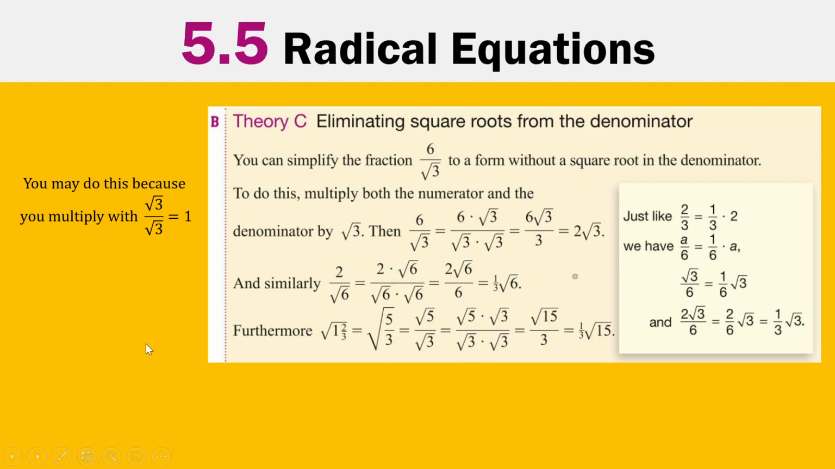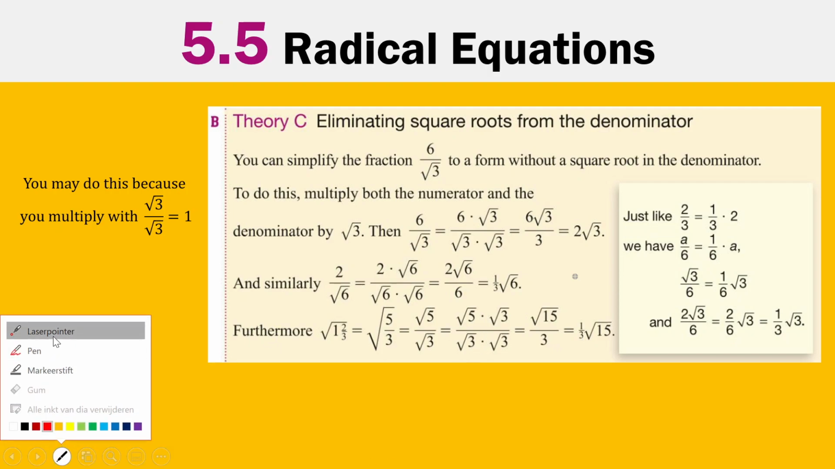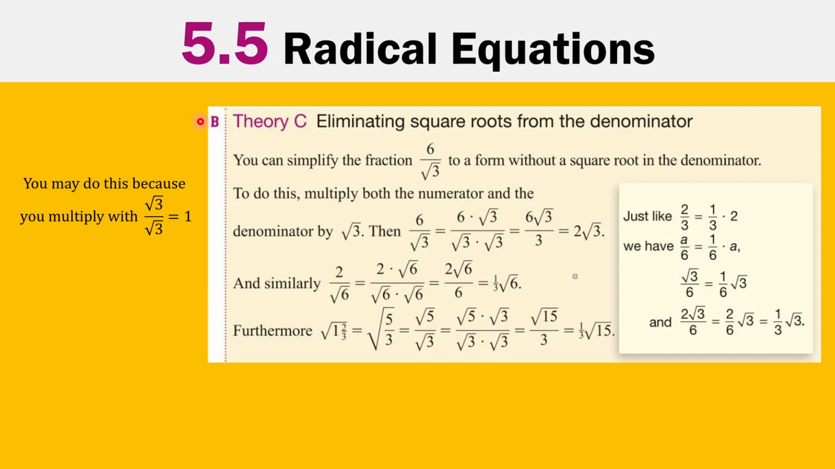Okay, and let's switch to laser pointer. And this is mostly mathematical B again. You can simplify a fraction like 6 divided by root 3 to a form without a root in the denominator. And that's something that a lot of mathematicians really prefer. Again, you will see that in higher grades why. But we don't really like this root 3 here in this fraction. And we can get rid of this in a rather sly way.